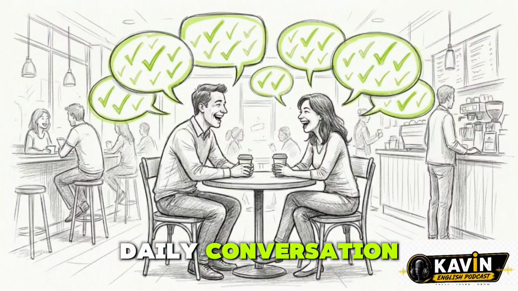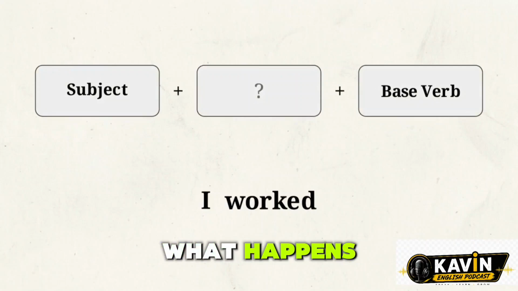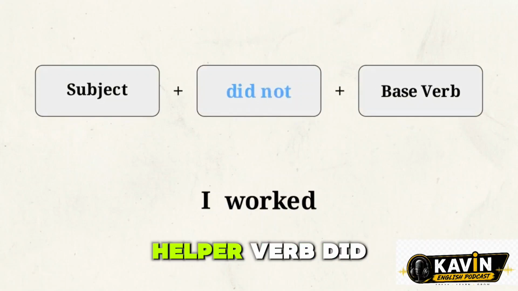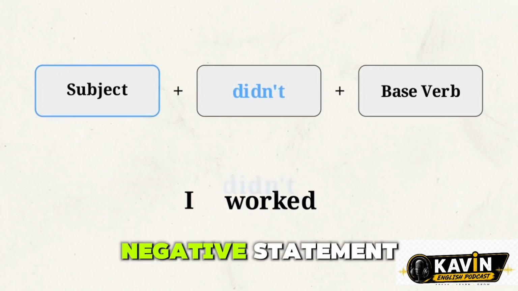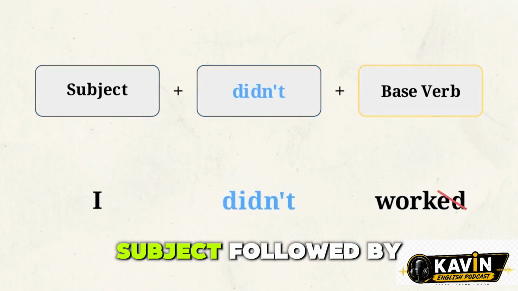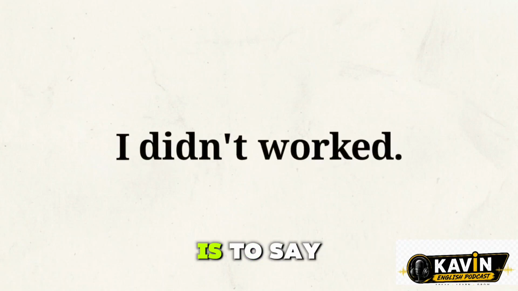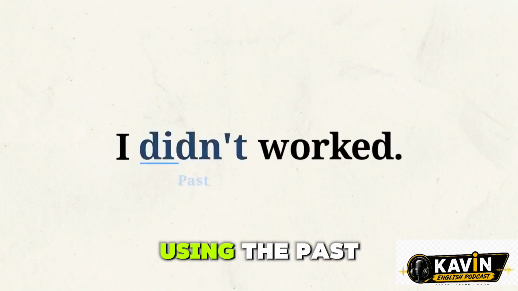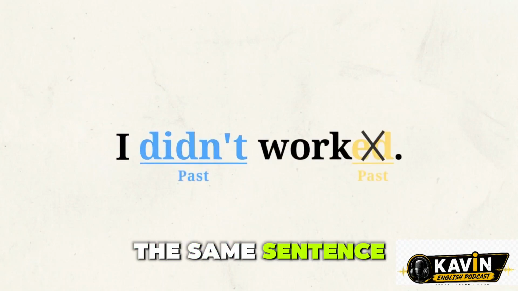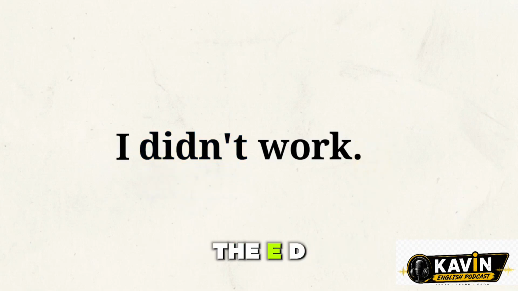This formula shows what happens when we need to say something didn't happen. We introduce the helper verb did. To form a negative statement, you use the subject, followed by didn't, and then your base verb. A common mistake is to say, I didn't worked, using the past tense twice in the same sentence. You must remove the ed.